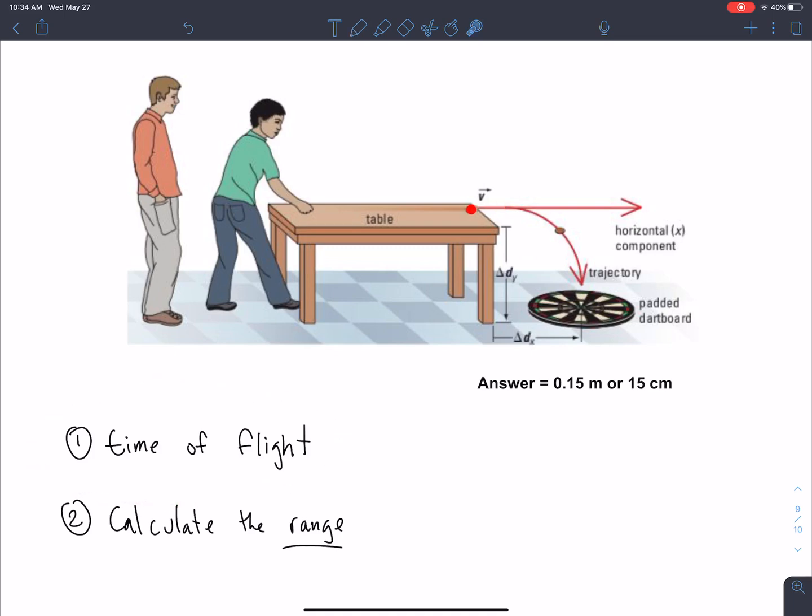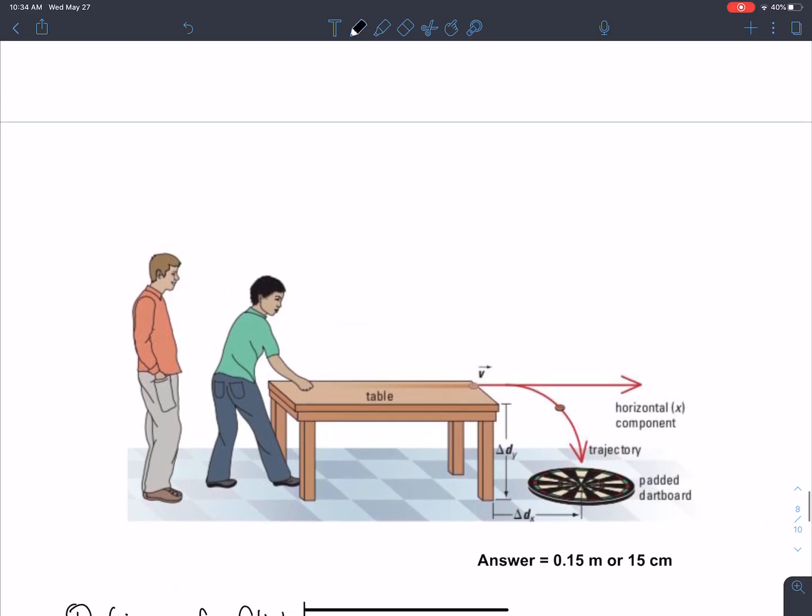So remember, when that coin slides off the table, the time of flight is going to be dictated by gravity. It's the time it takes for that object to fall that particular distance off the table. So how long is it going to take? That time is limited by the height of the table and gravity. So let's figure out the time of flight first.